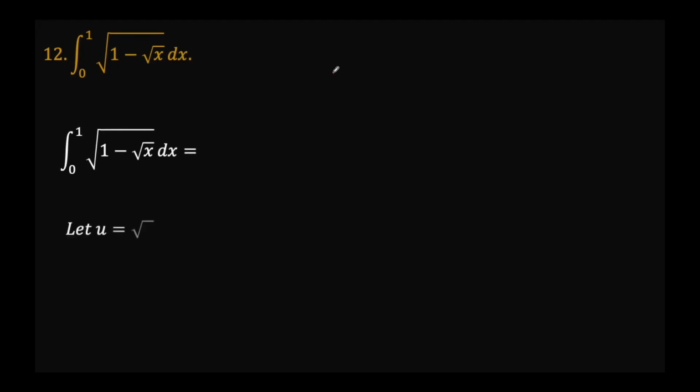Problem number 12. The integration from 0 to 1 of the square root of 1 minus square root of x. The first thing I would do for this problem is to let u be equal to square root of x, such that du dx is 1 over 2 square root of x, which is the same as, since the square root of x is the same as u, so we have 2u du is equal to dx.